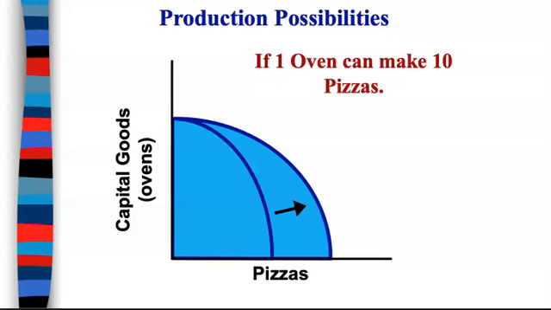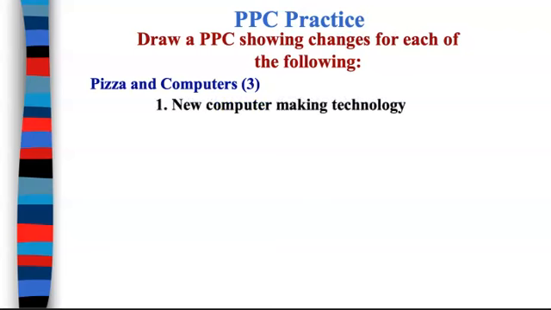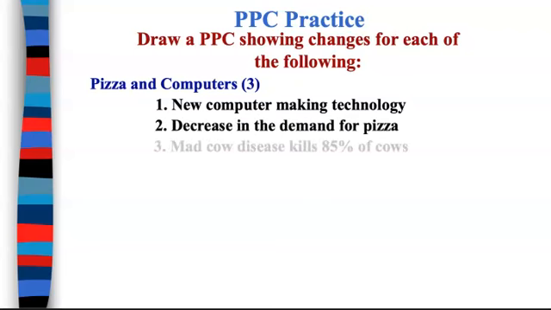So now that we've had a few minutes to talk about the shifting of the production possibilities curve, let's go ahead and do a couple practice questions on your own. What I'd like you to do is draw a production possibilities graph and the change for each of the following situations. Number 1, for pizzas and computers, both consumer goods. First of all, show what would happen with new computer making technology, a decrease in the demand for pizzas, a situation where mad cow disease killed 85% of cows. Now, for each one of those 3 things, you're going to draw 3 separate graphs. One for number 1, a different one for number 2, and a different one for number 3.